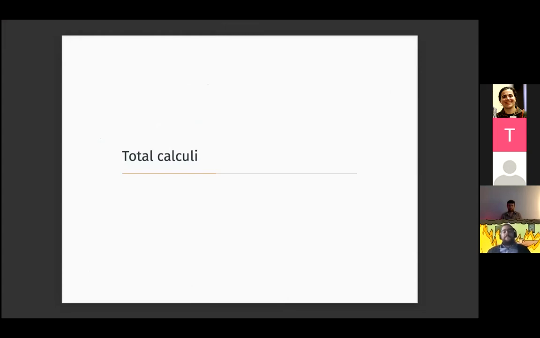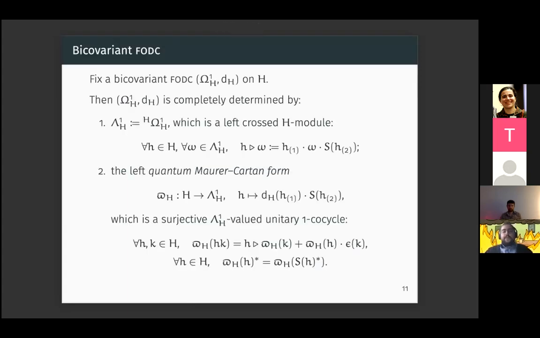So far I've been babbling about the horizontal part of the calculus, but to have a total calculus on the total space, you need to account for the orbit-wise sort of geometry as well. So let's introduce some choice of bivariant calculus on H. And let me just note that I think this is an observation going back to Majid. You can completely determine this calculus in terms of its quantum Maurer-Cartan form. So if you take the left H covariant one forms, these form a left cross H module in a natural way.